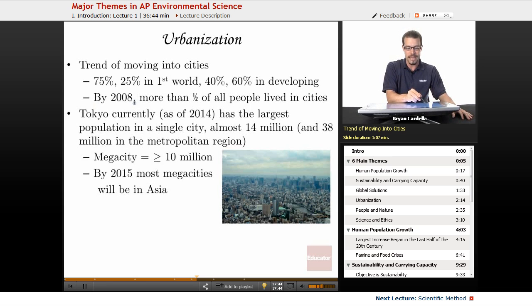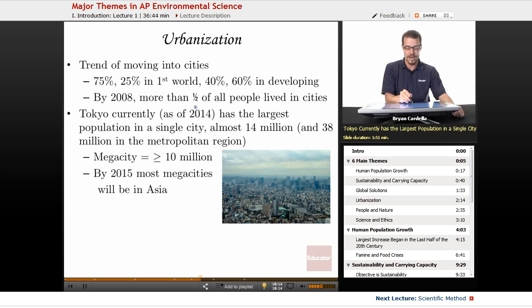By 2008, more than half of all people on Earth lived in cities. That's incredible to think about, that if you were to flip a coin, chances are it's more than 50-50. You're going to be born in some kind of city area, or if not, you're going to end up moving there. So it's more than just a coin flip. It's more than half of all people living in cities. And it continues to grow.